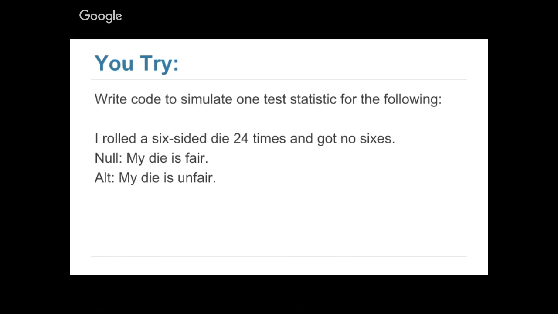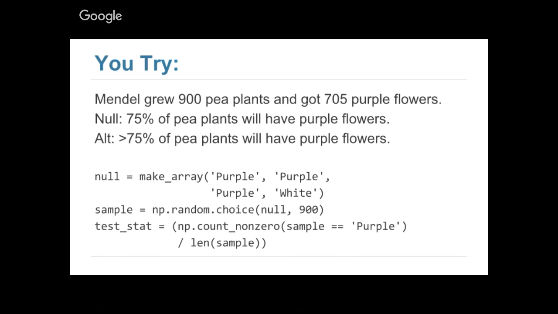Okay, so try this. Before you do any writing, talk over with your partner the overall steps, okay? So just like in the previous example where we had to do null, take a sample, and then compute a statistic, talk over each of those 3 steps with your partner.